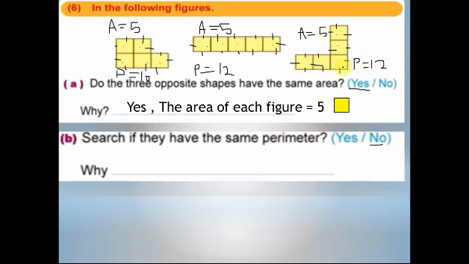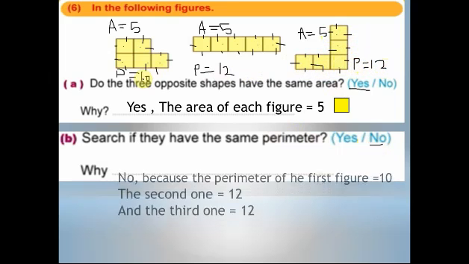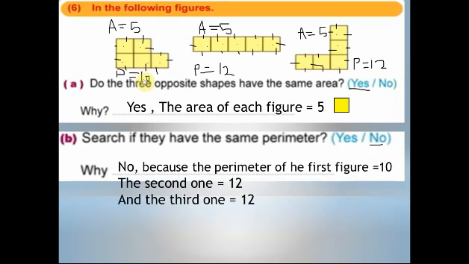Do they have the same perimeter? No, because if you look, you'll find that this is 12 and this is 12 and this is 10. So no, because the perimeter of the first figure equals 10, the second one equals 12, and the third one equals 12.